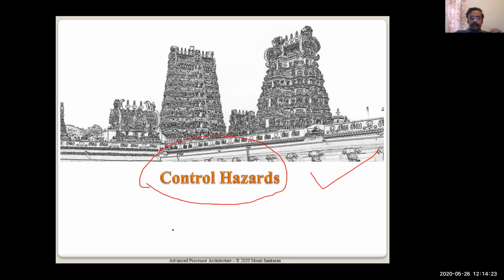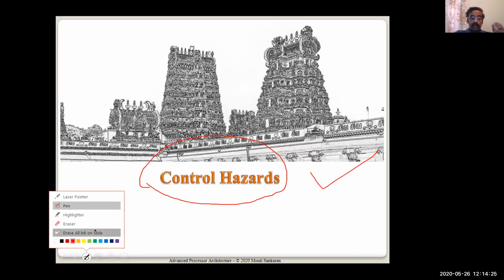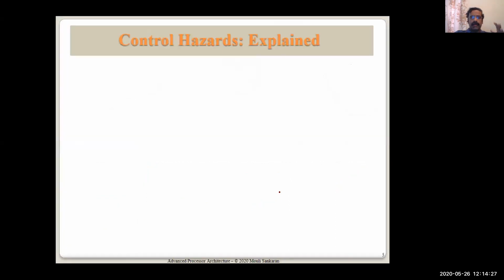Okay. Now, what is control hazard? All of you must have understood by now. Let me explain it for reading purposes. It arises from branch or jump. Different processors call them jump or branch. It depends on the processor, but the logic is the same. Don't think that it only happens in branch and does not happen in jump. Both are the same.